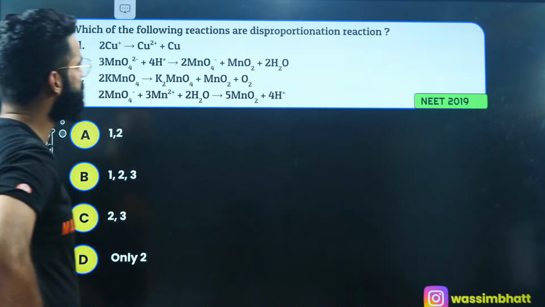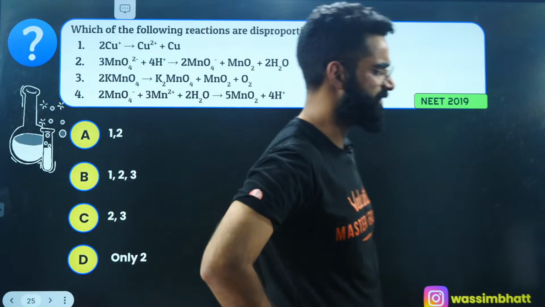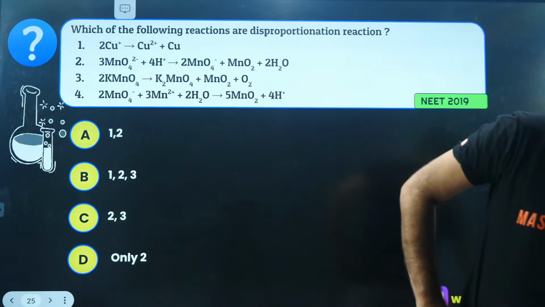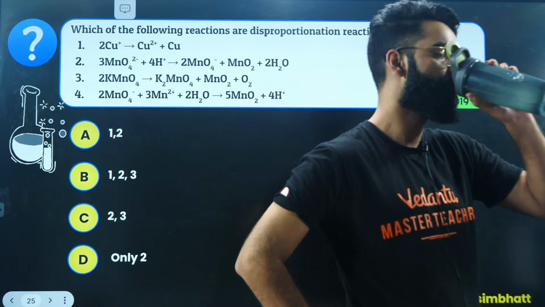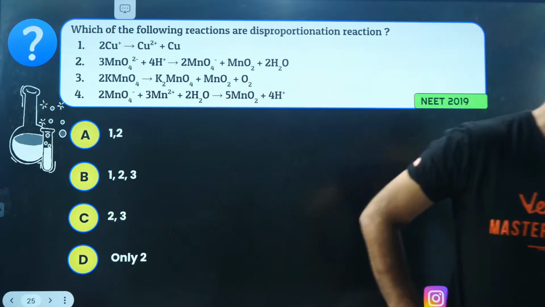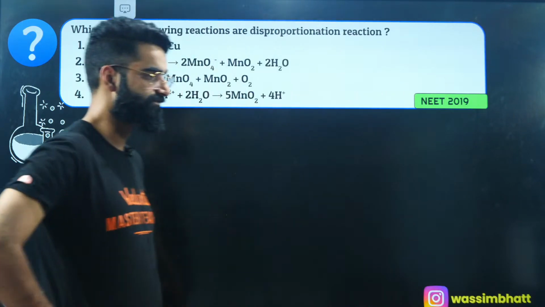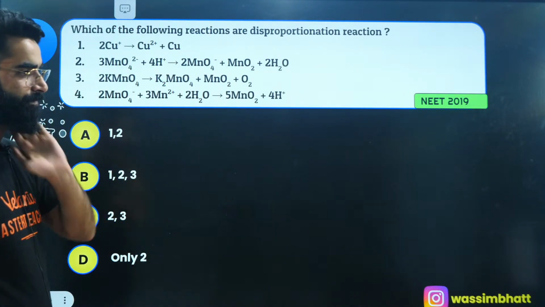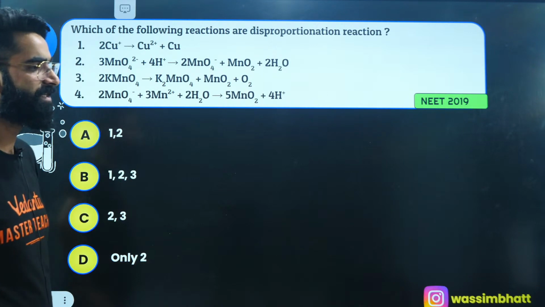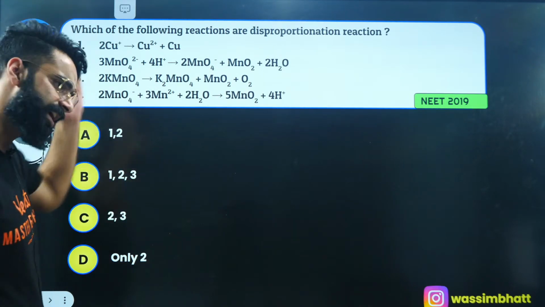Which of the following reactions are disproportionation reactions? The question was asked in NEET 2019. Can you let me know its answer as well? Give it a try. Which of the following reactions are the disproportionation reactions? Check it out, guys. Have a look.